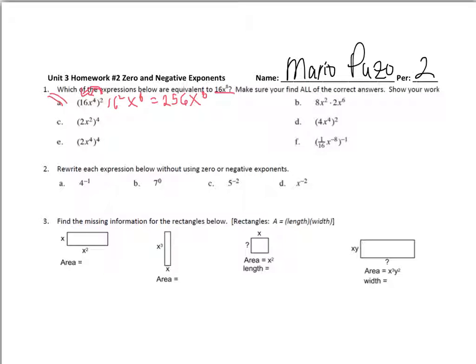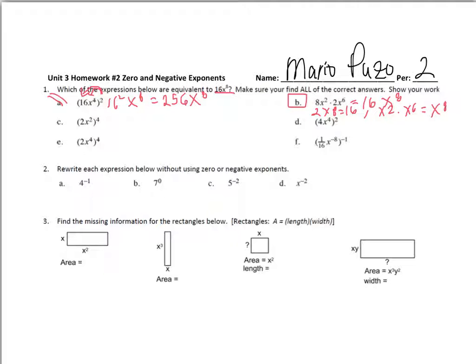Alright, B. 8x squared times 2x to the 6th, well 2 times 8 is 16, and x to the 6th times x to the 2nd is x to the 8th. Well, there's a winner for you. Yes, that is equal to 16x to the 8th. Showing our work, we're going to say something like 2 times 8 equals 16, and x squared times x to the 6th equals x to the 8th.